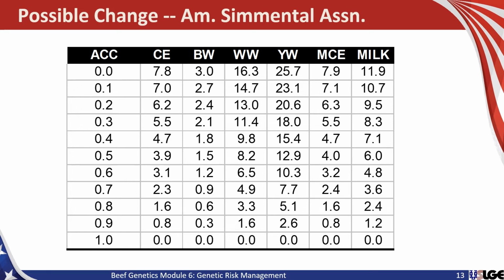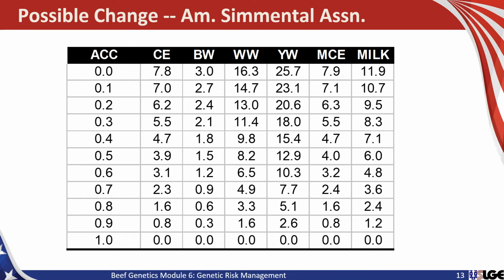Here's a table, though, of possible changes. This is produced by the American Simmental Association. Many other breeds produce similar tables to relate the connection between accuracy level and standard error prediction or possible change. Standard error prediction and possible change are ultimately the same values, or the same thing, just different names.